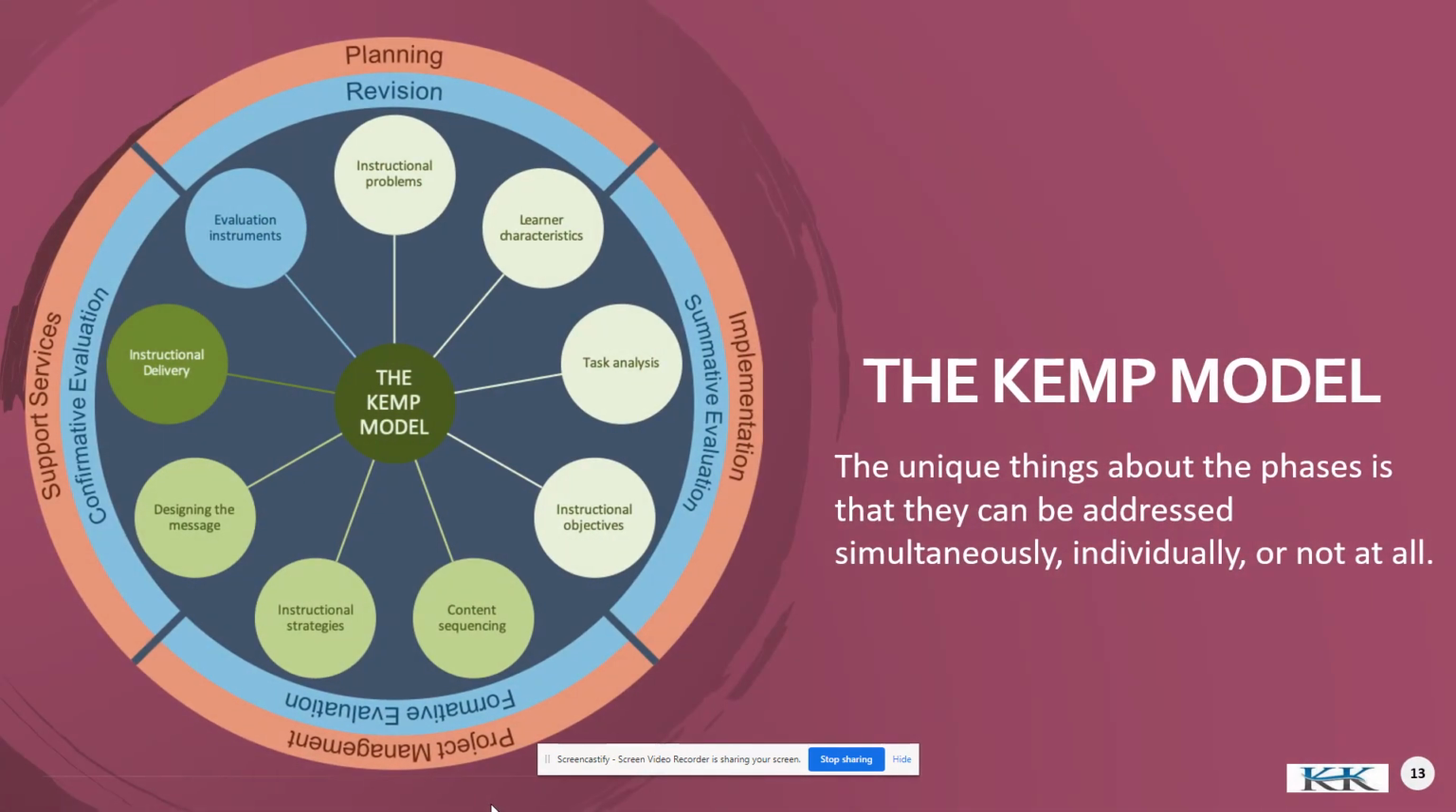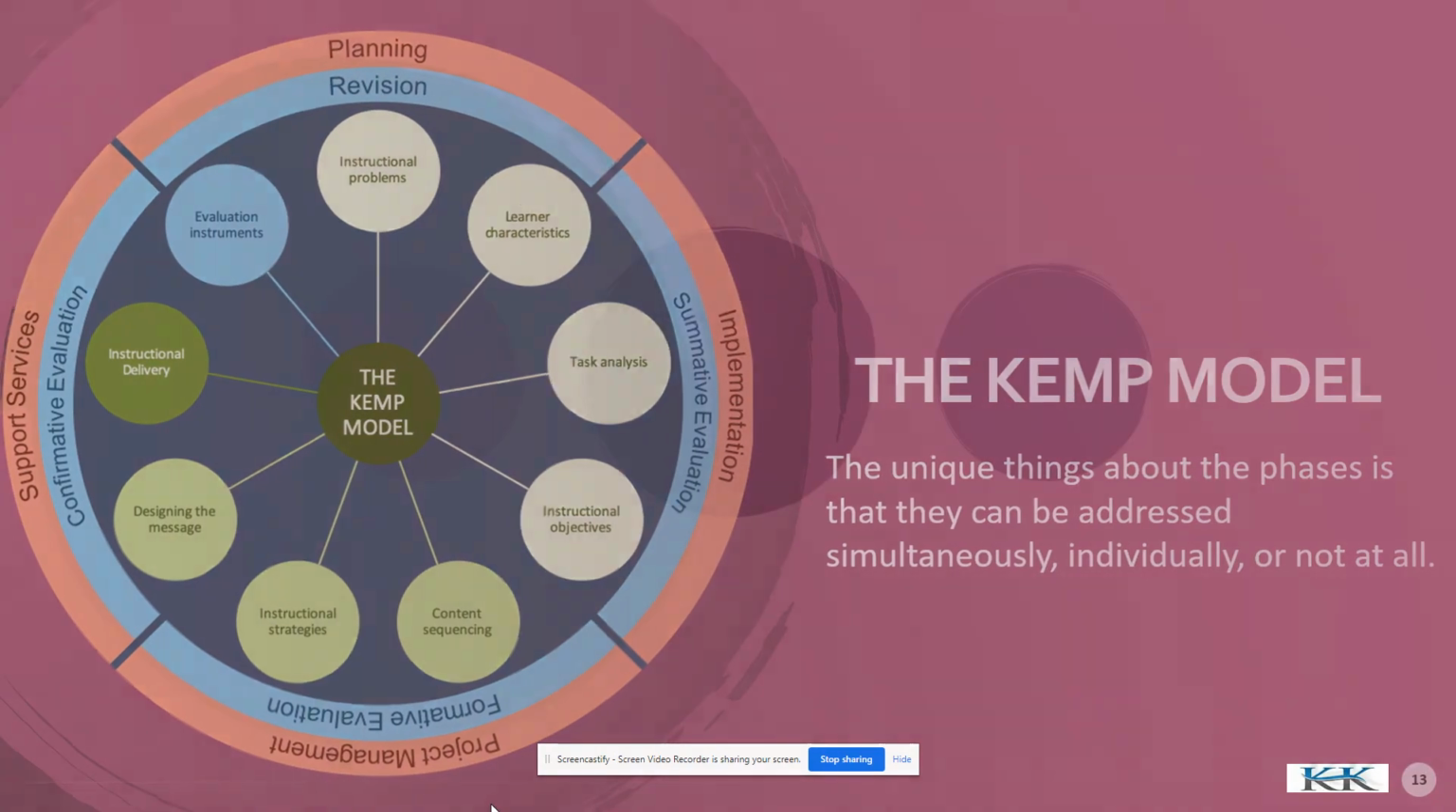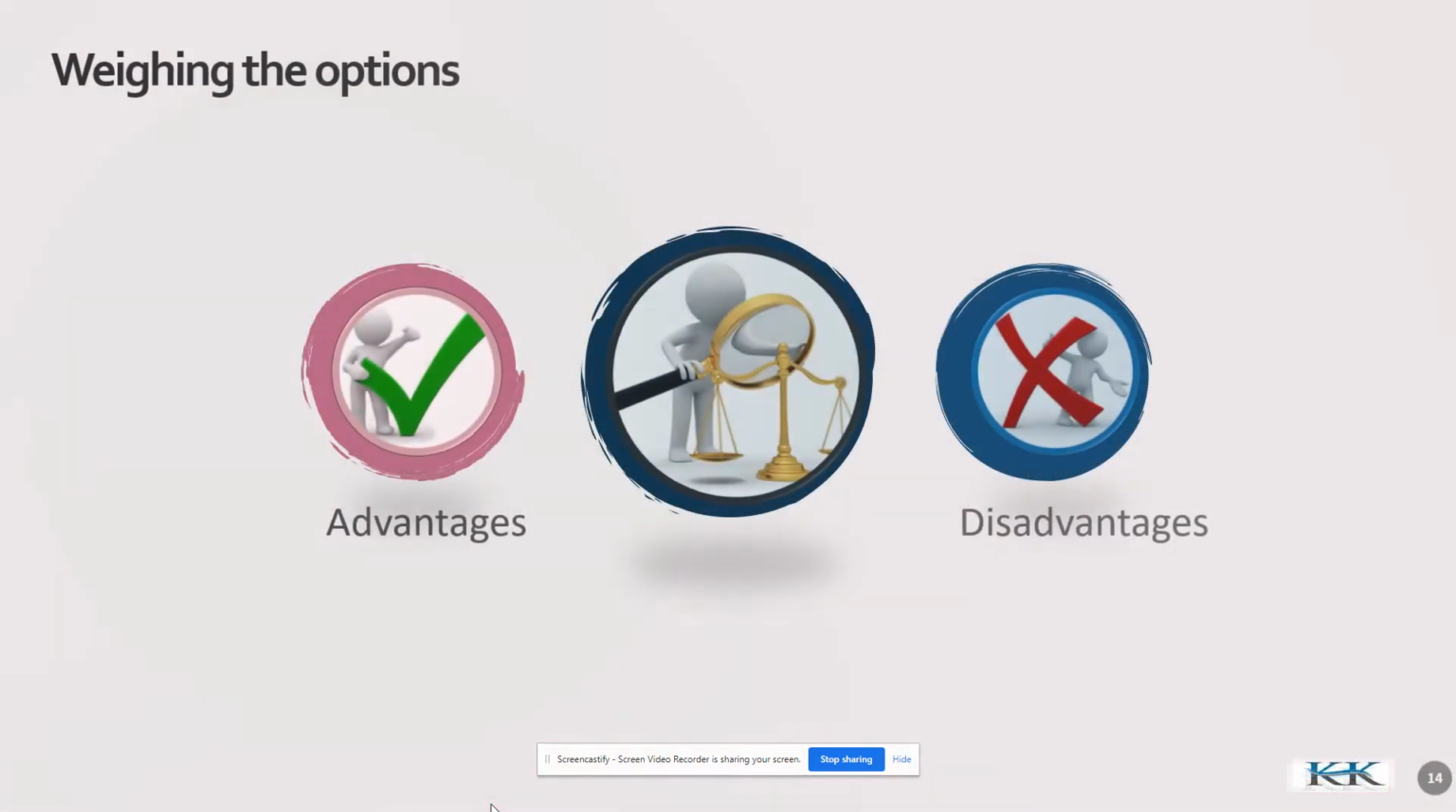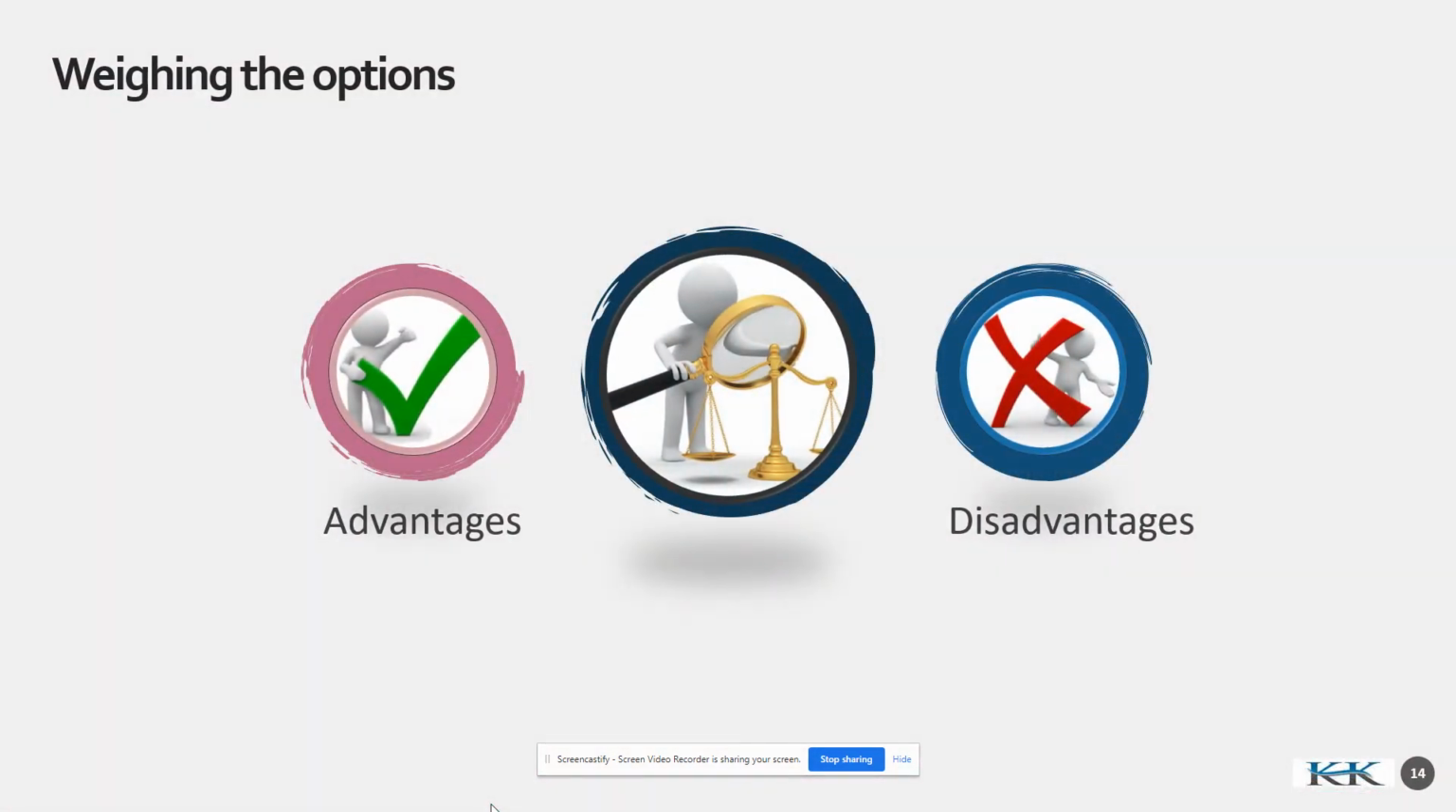The Kemp model. The unique thing about the phases is that they can be addressed simultaneously, individually, or not at all. The advantages of the Kemp model is that it encourages the designer to take perspectives of the learner so that their needs, priorities, and constraints are taken into consideration as the objectives, course materials, and assessments are being created and implemented. The model focuses on the learner's needs and goals.